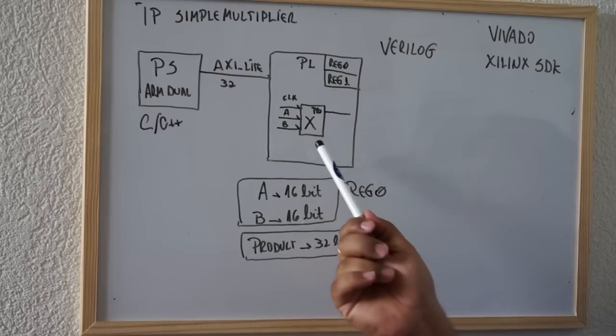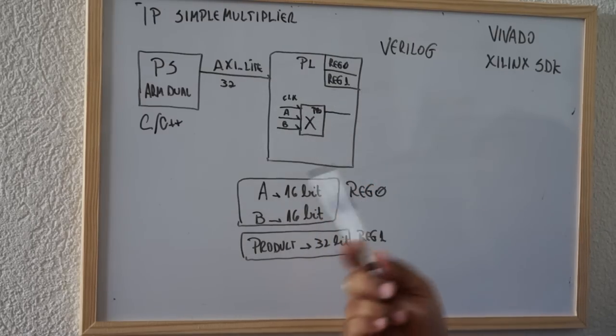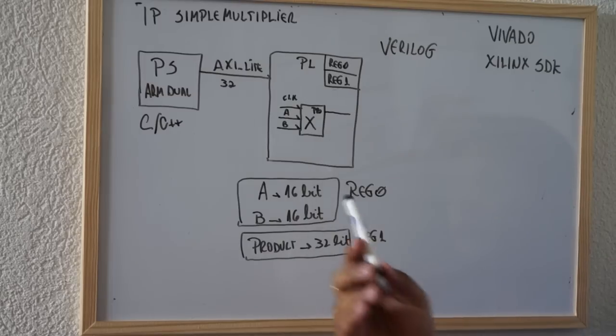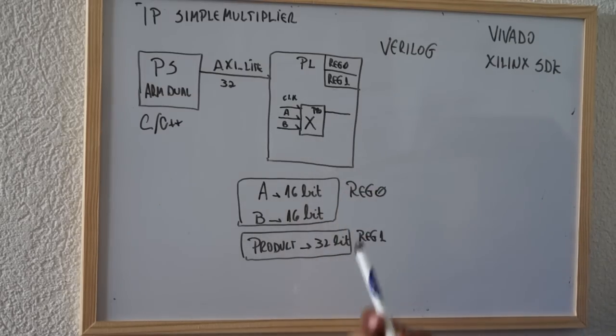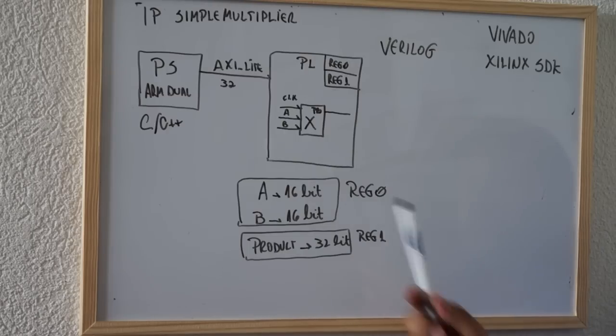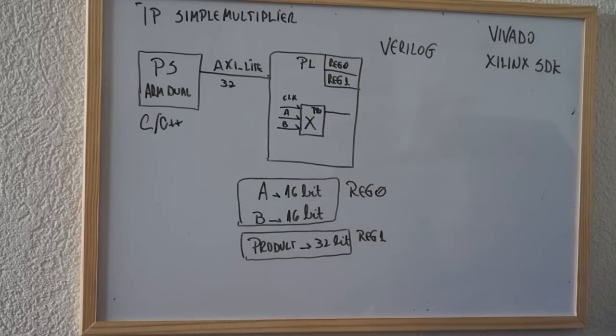We're going to write this core in the Verilog language, but I'm also going to put a link in the comments for you to download the VHDL version, depending on what you like. The software that is going to be used in this tutorial will be Vivado and Zynq SDK. Both of them come with the Zynq Vivado tools.